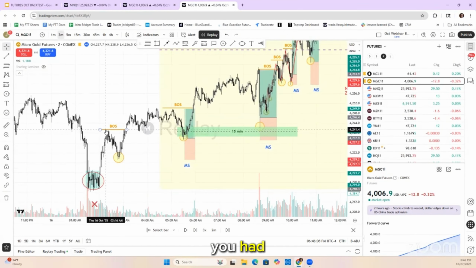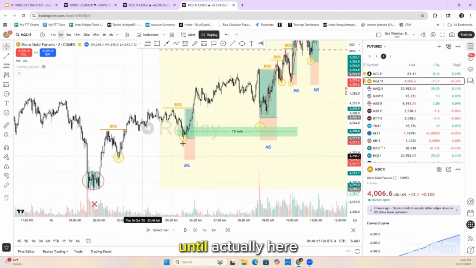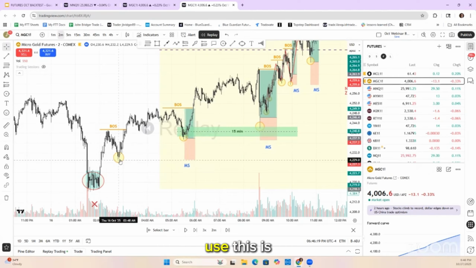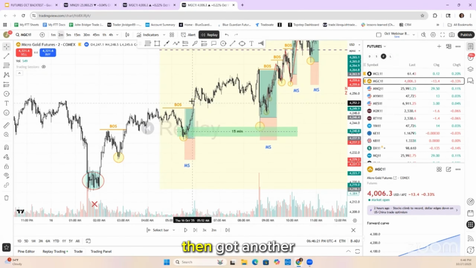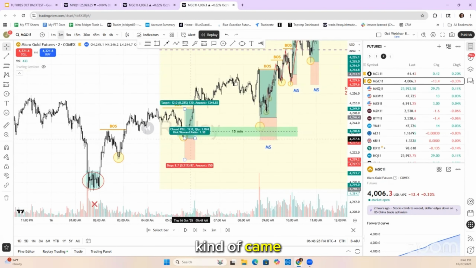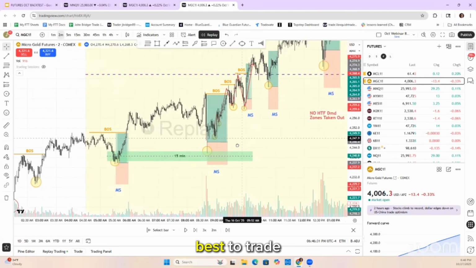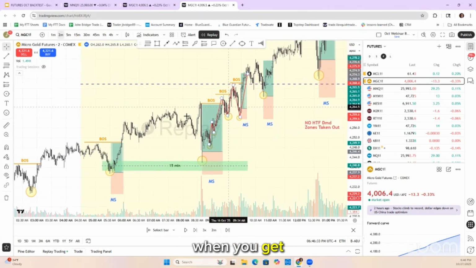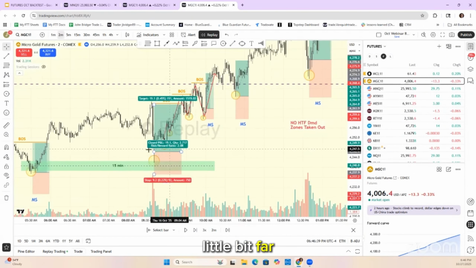So this just gives you an idea, on a higher time frame, where you had this low. You had basically a breakout, consolidation, a 50% retrace, a break. Now, you never got the retrace until actually here. But you can see where I use this as my stop, got the one here, then got another break of structure, came in. This is actually a combination of a supply demand balance as well as market structure, came in, up, drop. I would say it's best to trade market structure when you get a reaction to a zone.